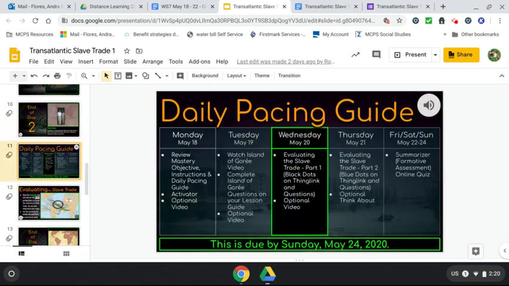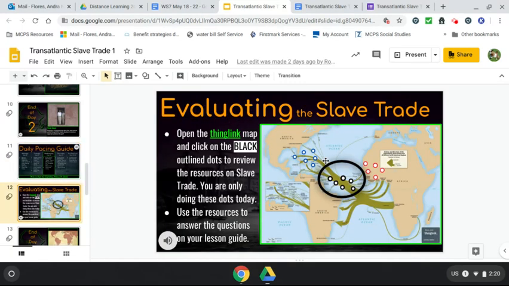Day 3, which is Wednesday, you will be looking at a Thinglink, and you'll be evaluating the slave trade. You'll only be doing part 1, which are the black dots on the Thinglink. So when you open the Thinglink, it's going to look like this. You're focusing on the black dots.